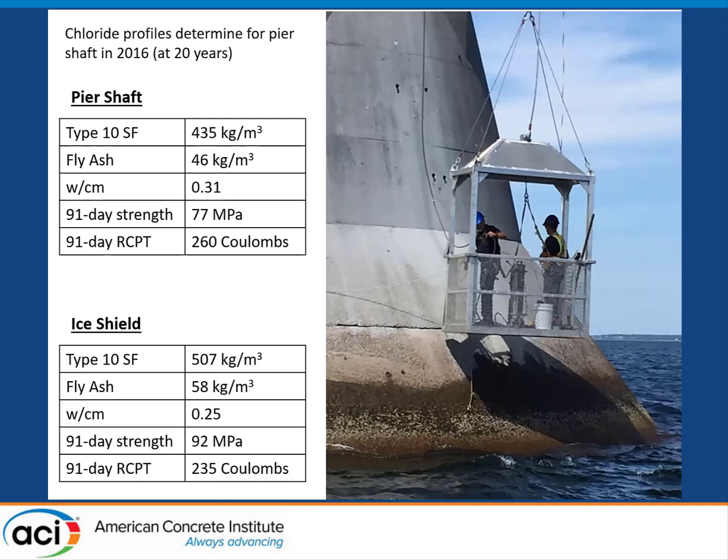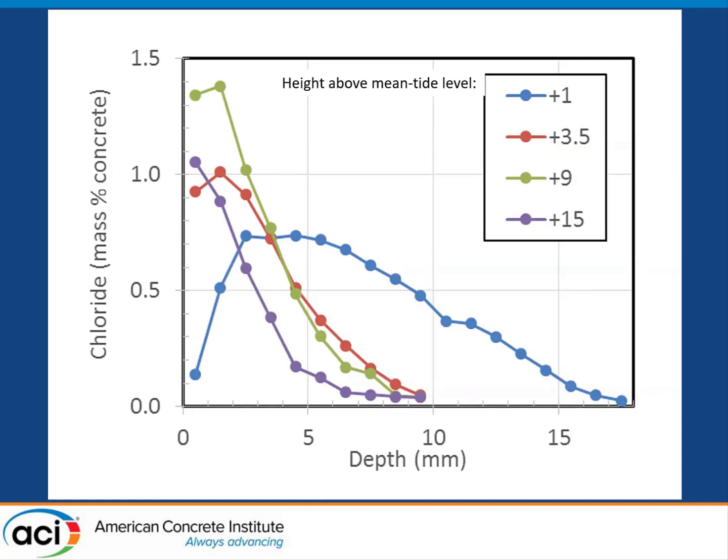similar looking concretes. So what we found here is the blue line here that's shown at a height above mean tide level of +1. This is really the only concrete that can be considered in either the upper part of the tidal zone or the lower part of a splash zone. All of these other lines here are for higher elevations, so they're 3.5, 9, and 15 meters above the mid-tide level. And that's obviously going to have a much bigger impact on the microclimate, with regards to surface loading and other factors as well.